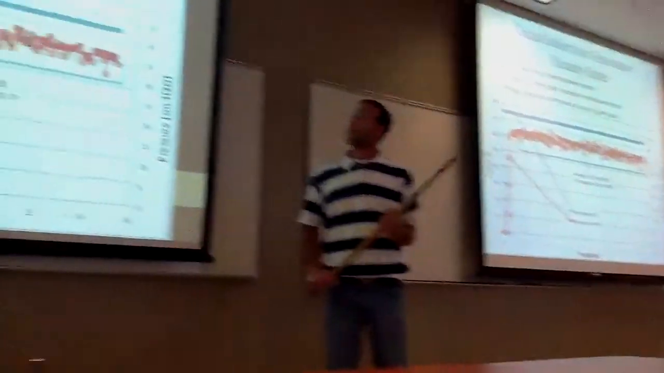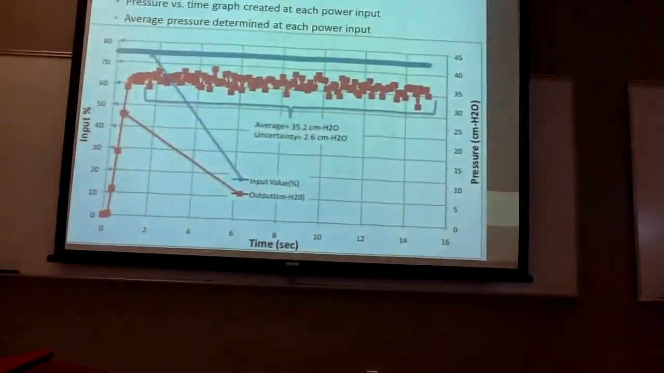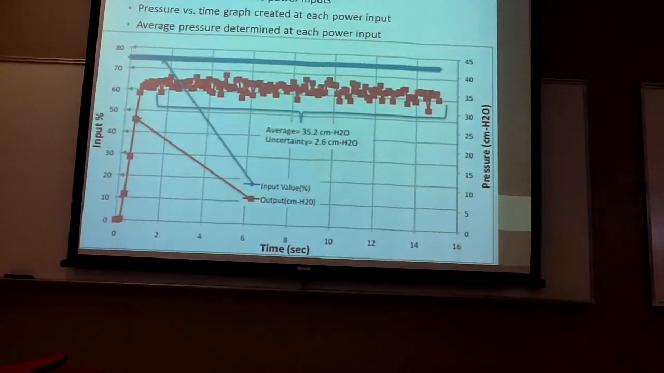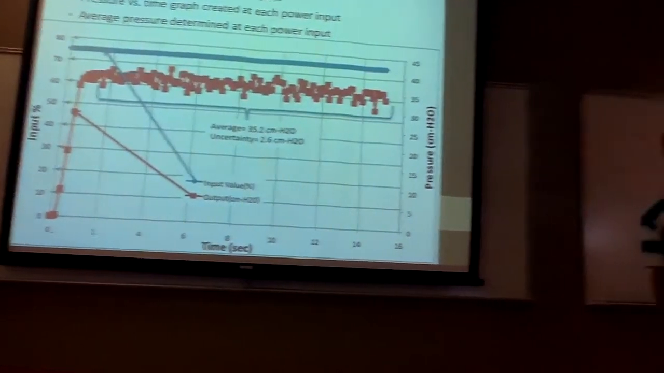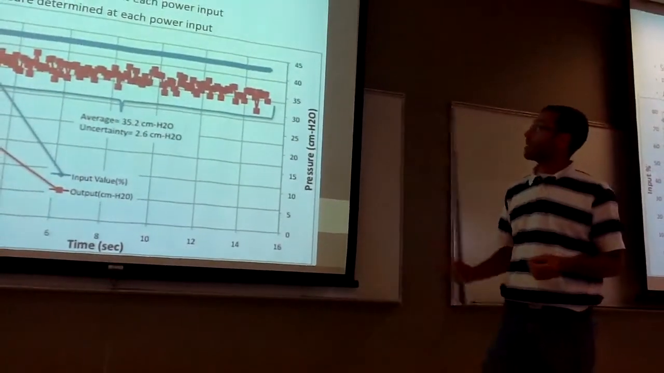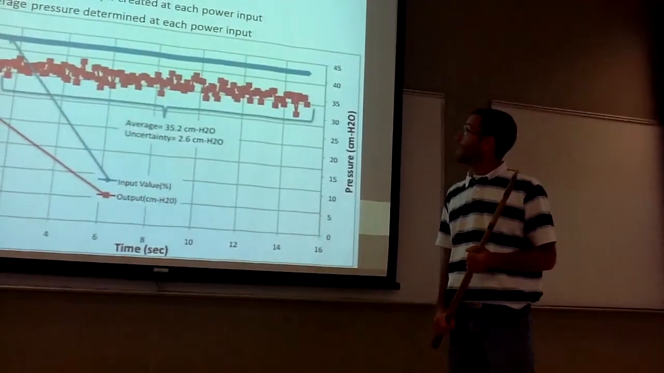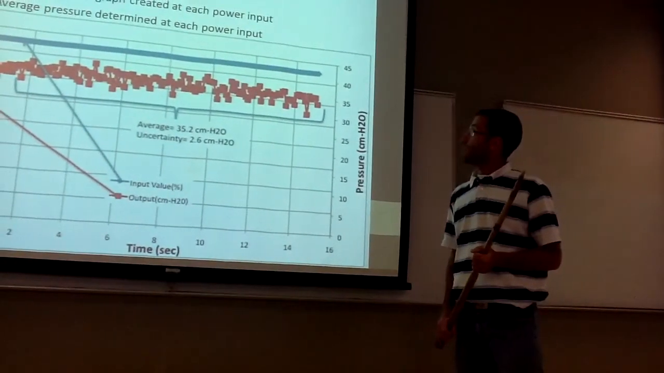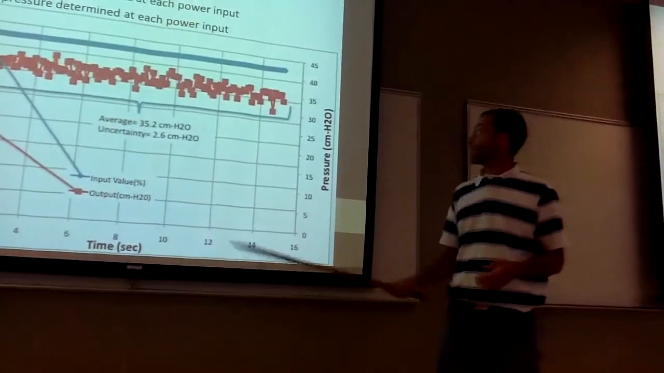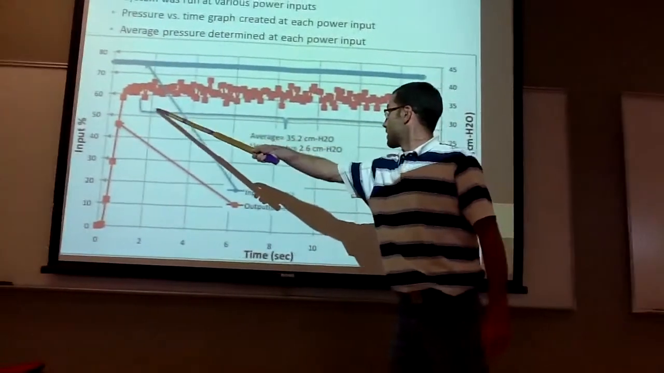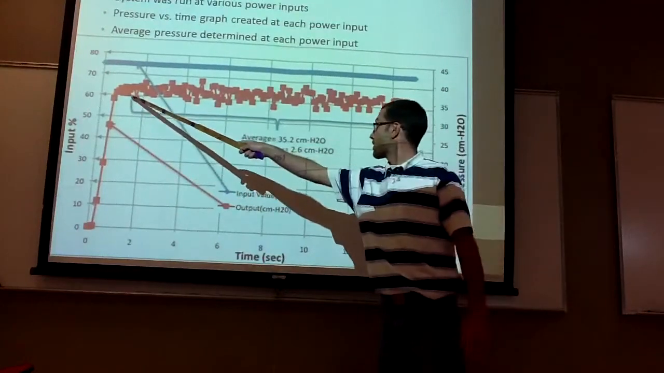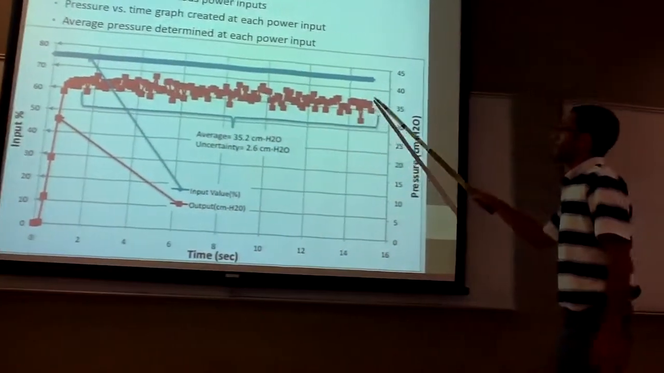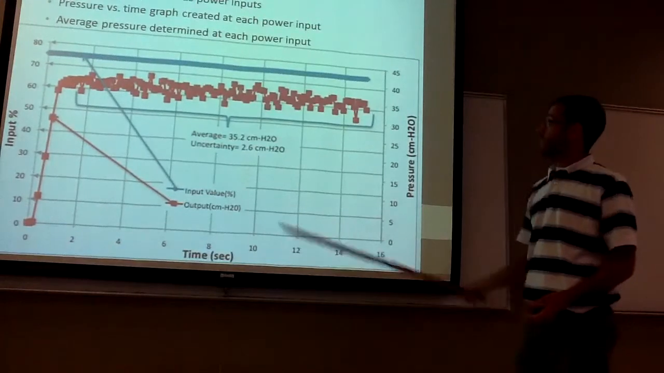So this is our data collection for the steady state portion of our experiment. The system was run at various power inputs, and this pressure versus time graph was created at each input. An average pressure is determined at each input, and so that's this section in here. The section over here doesn't matter, but once it reaches the steady state, we figured out an average pressure.